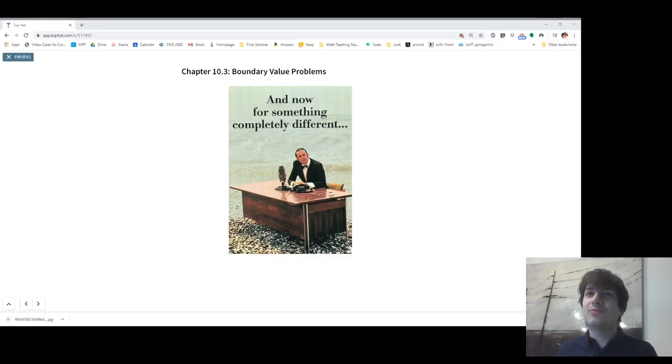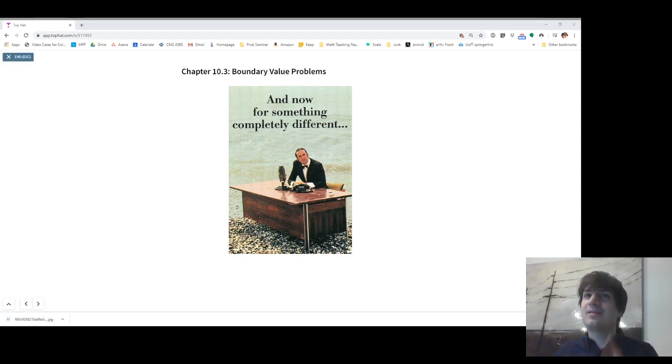To 10.3. So 10.3 seems completely different than chapter 10.2. It's on boundary value problems. And these two things really are completely different. The thing they have in common is they're both the building blocks of what we need in chapter 11. So we're going to need this Fourier stuff, which is kind of complicated. We spent more time on that. And we also need this little thing from chapter 10.3, which is boundary value problems. So that's what we're going to do now.